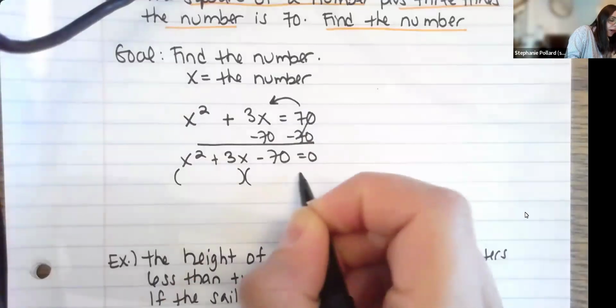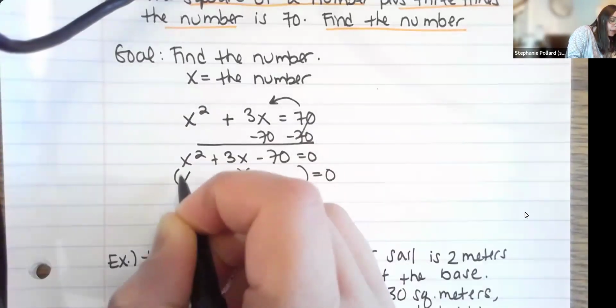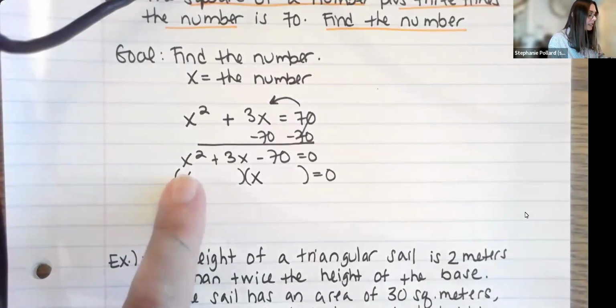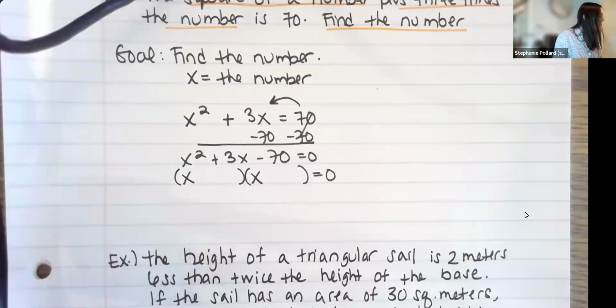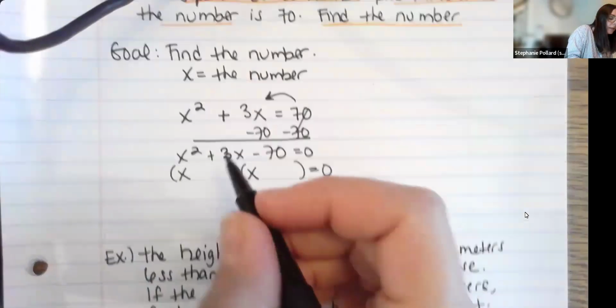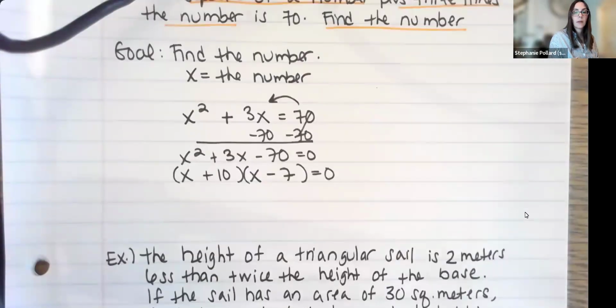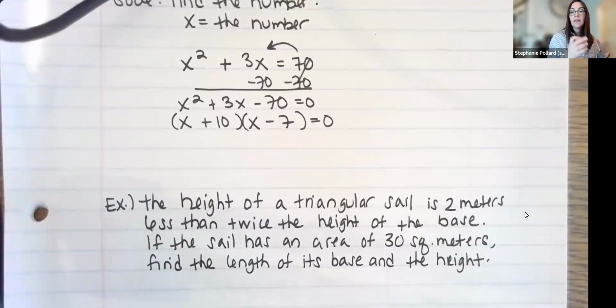And again, you can use trial and error, or you can use factoring by grouping. That's fine as well. If I use trial and error, the x squared has to be x and x. Now that 70, you have lots of options there, but the one that works to get the 3 in the middle is positive 10 and minus 7. There we go. That will give you that minus 70, but also give you that 3x in the middle.